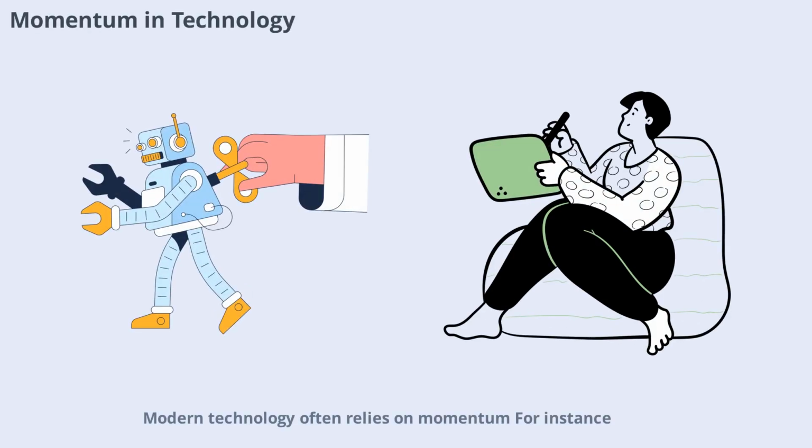Modern technology often relies on momentum. For instance, hard drives use spinning disks with momentum to store data, and gyroscopes use momentum to maintain stability in smartphones and spacecraft.